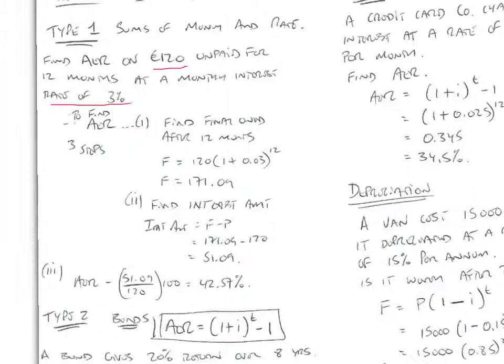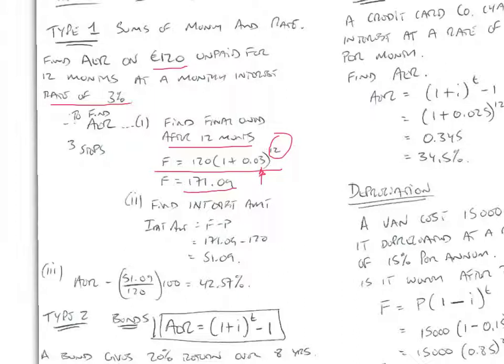So maybe someone bought something with a credit card for 120 euros and they didn't pay anything off for 12 months, and the credit card company were charging 3% each month. Okay, so to find what that 3% charged every month is equivalent to over the year, we first find the final amount owed after 12 months, and we use the compound interest formula for that with the 3% rate here, and 12 as the time for 12 months. And we find that if someone owes the credit card company 120 euros and they let it run for 12 months at 3% monthly rate, then after 12 months they'll owe 171 euros and 9 cents, not 120 euros.